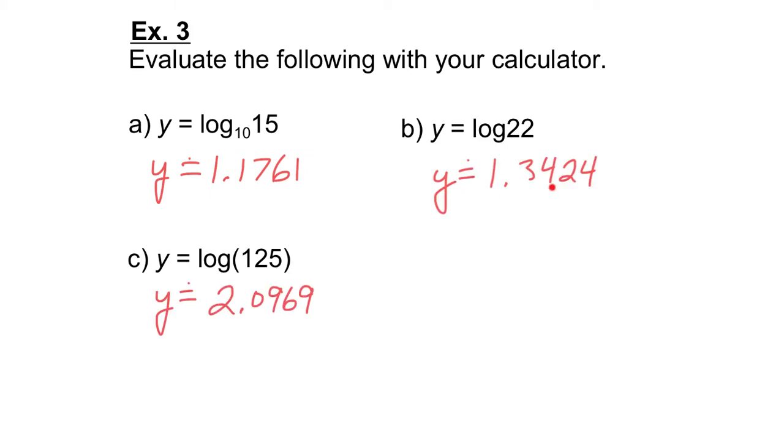Hopefully you were able to get these answers. For log 22, it should be about 1.3424. Log 125 is about 2.0969. If you're not getting these answers in your calculator, then chances are you're typing something incorrectly. You should, before you move on, reach out and ask for some help with that.